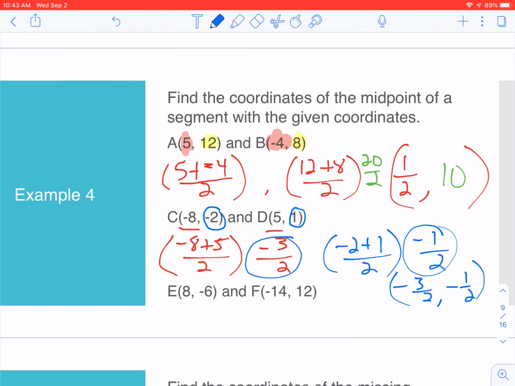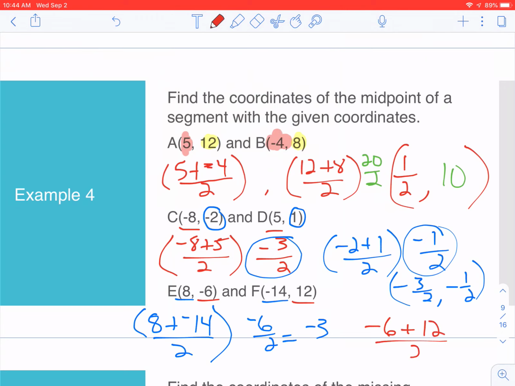Hopefully you guys found the answer. We're going to start with E: 8 plus negative 14, because those are both my x points, divided by 2. That's going to come out to negative 6 over 2, which equals negative 3. So that's my first point. My second point, I have negative 6 and 12. Negative 6 plus 12 divided by 2 is 6 over 2, which equals 3. So my final answer is negative 3, 3. That's what you should have gotten.